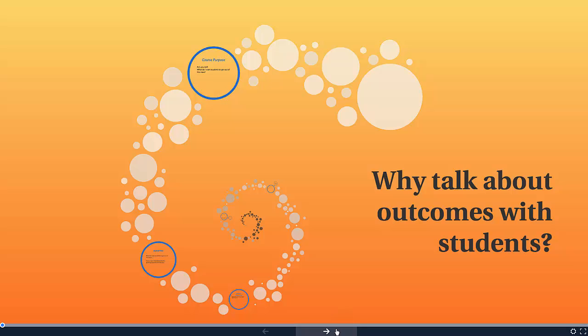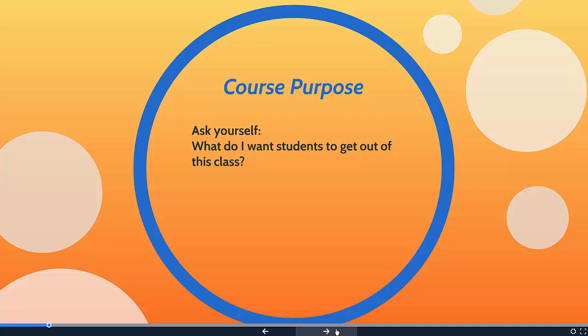It's important that students understand what student learning outcomes are and what you expect of them in the class. When you have a course, you have a course description, but you might also, as a professor, have additional information or a specific part of that course that you find as especially important. So ask yourself, what is it that you want students to get out of this class?